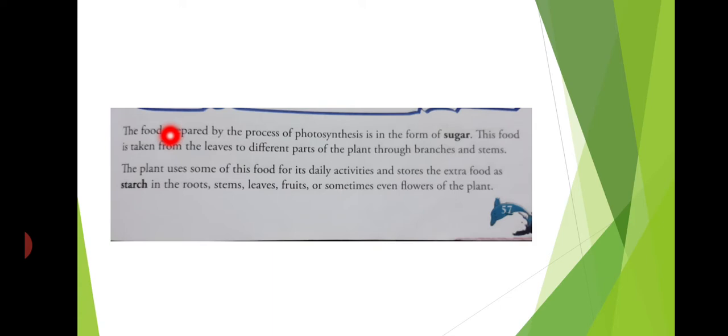Now children, the food prepared by the process of photosynthesis is in the form of sugar. And children, this food is taken from the leaves to different parts of the plant through branches and stems. And the plant uses some of this food for its daily activities and stores extra food as starch in the roots, stems, leaves, fruits, or sometimes even flowers of the plant.